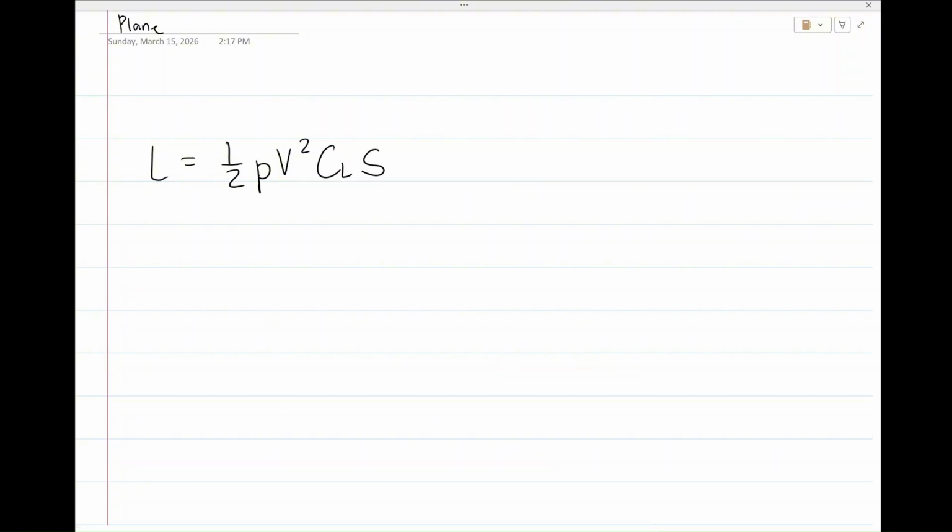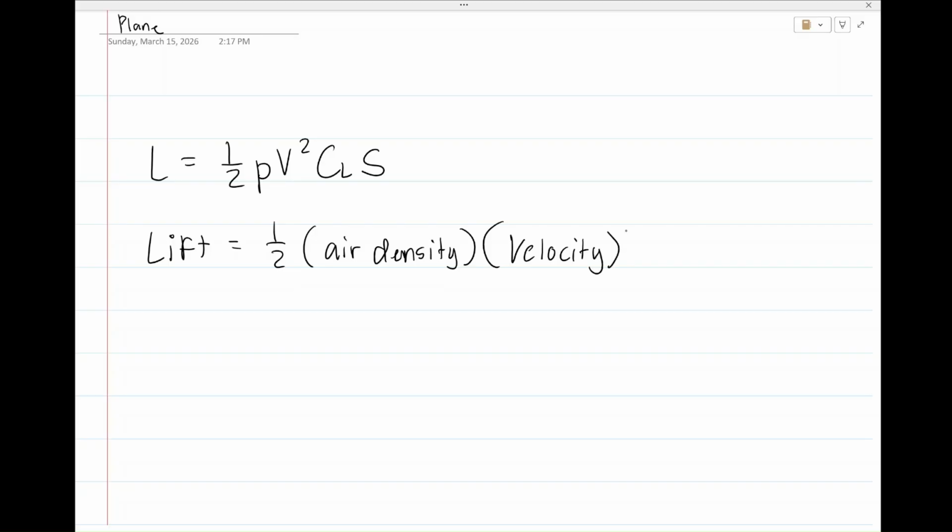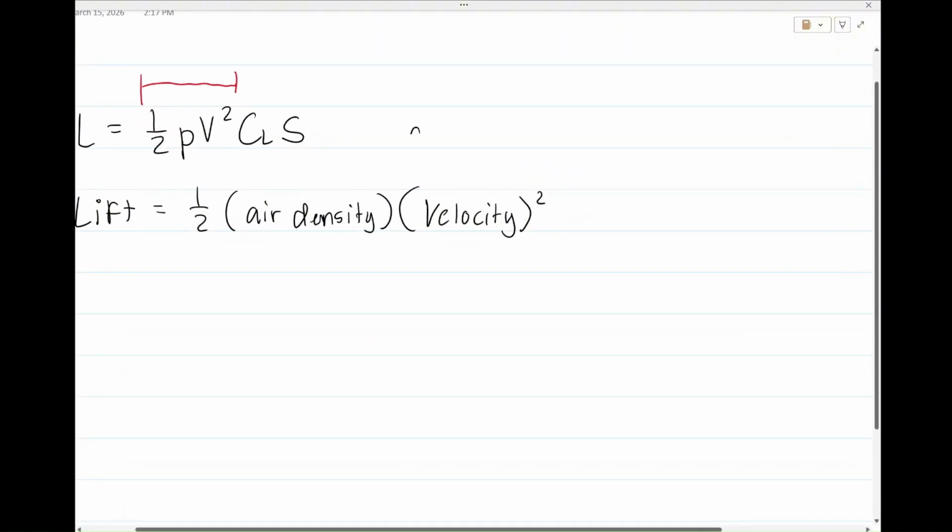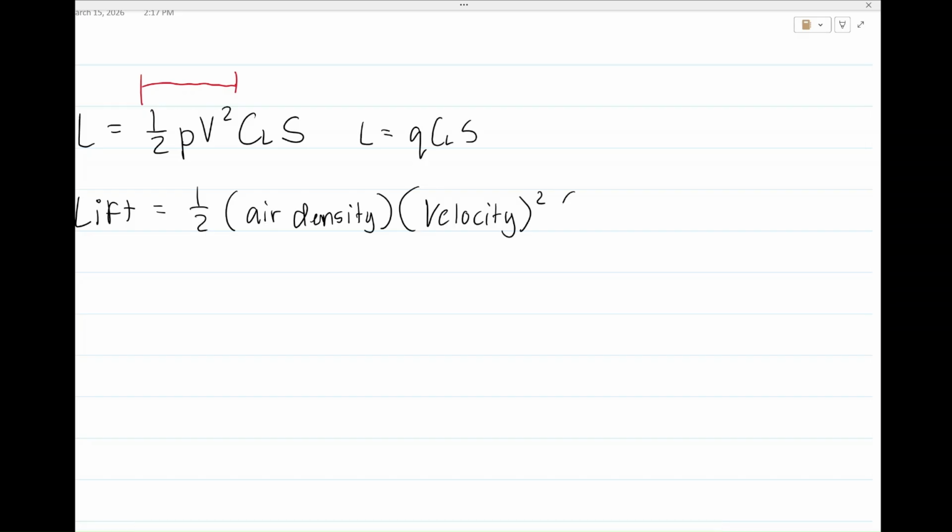So lift and S. I should probably write out what this is. Lift in newtons is equal to 1/2 air density, velocity squared. I should point out that you could technically consider 1/2 rho v squared as dynamic pressure too, which is written as Q. So it could be Q Cl S. This is another way you can write the lift formula. And then there's coefficient of lift. I'm not writing coefficient of lift out. And the wing area.